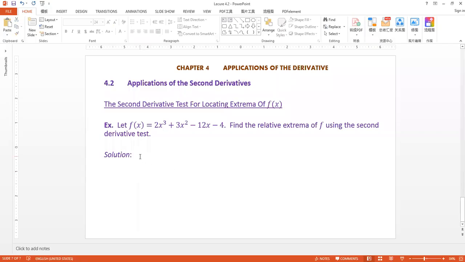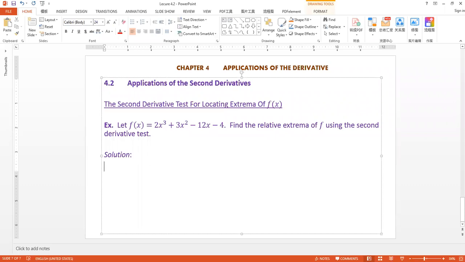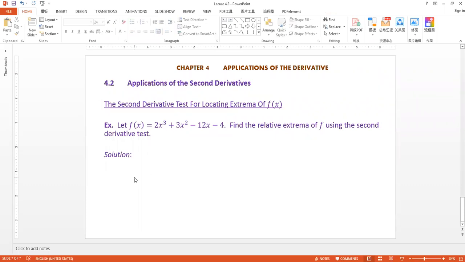All right, guys, I'm going to work through the second example in this section. This section is application of the second derivatives, and we try to use the second derivative test to locate the extrema of a function f. We did one example in the previous section to find the extrema of a function by using the first derivative test.